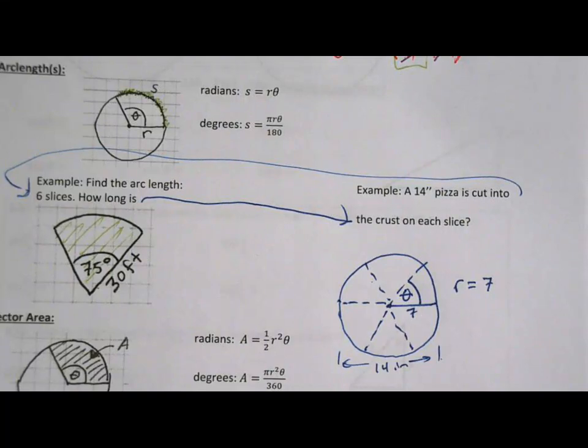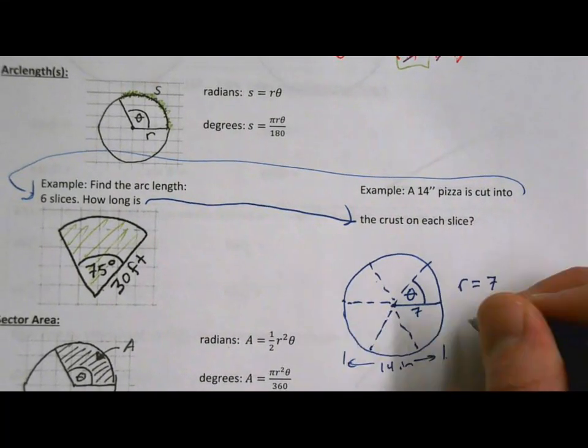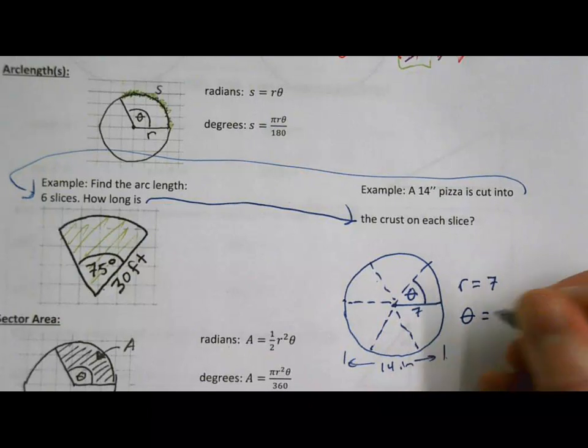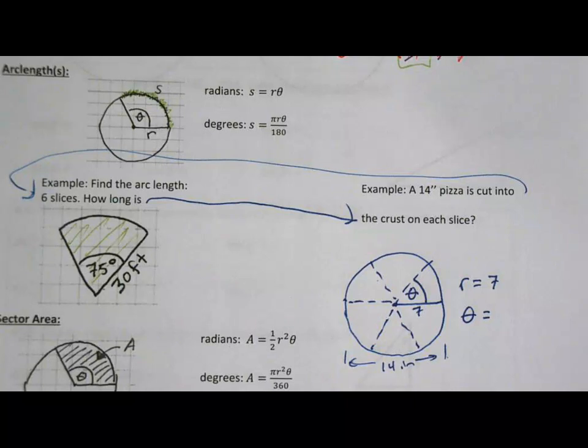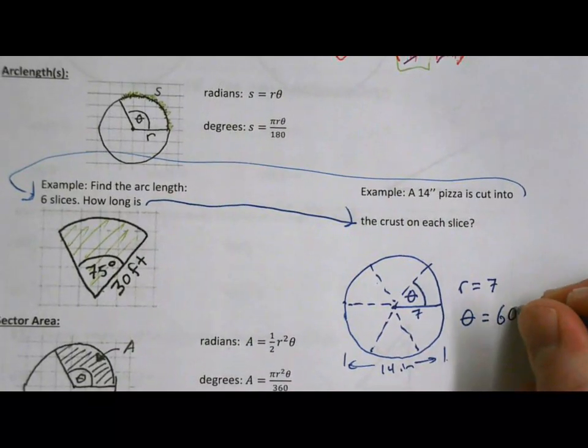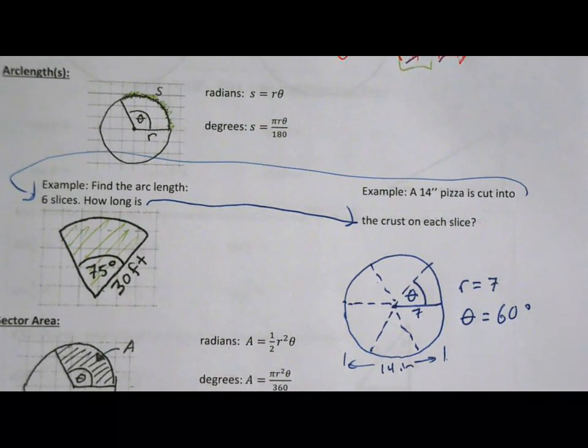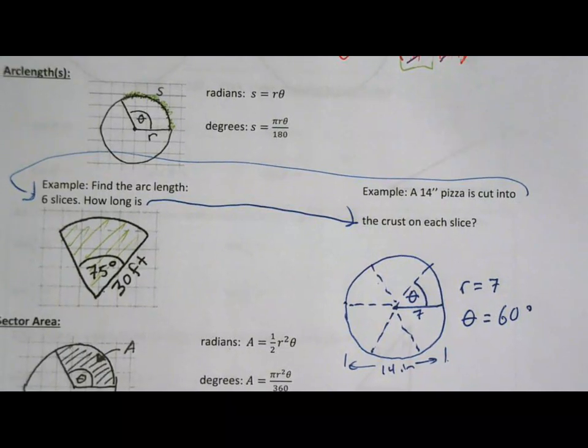What would theta be? How many degrees would theta be? How many degrees all the way around the pizza? 360 degrees all the way around, right? Divided by 6, theta is 60 degrees. Does anybody have any questions about why theta is 60 degrees?